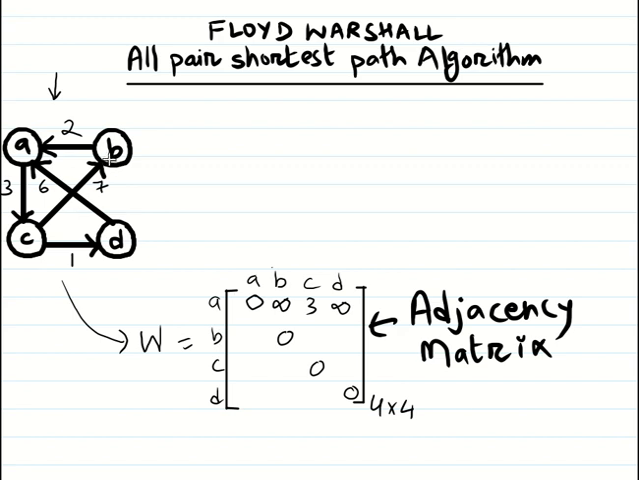Similarly, B to A, it's 2. B to C, again no direct path, so infinity. And B to D, there is no connection, so again infinity. C to A, there is no direct path, so infinity. C to B, it's 7. C to D, 1. D to A, 6. D to B, no direct path, so again it's infinity. D to C is also infinity. So this is our adjacency matrix, also called the weight matrix W.